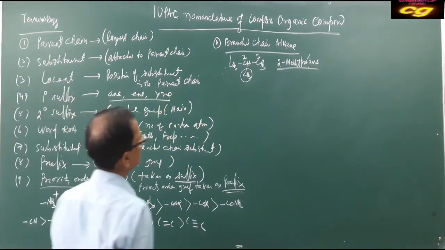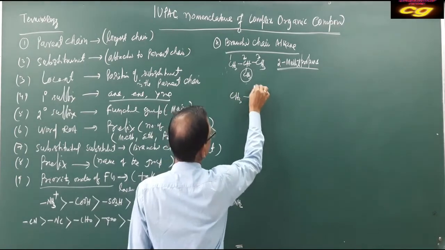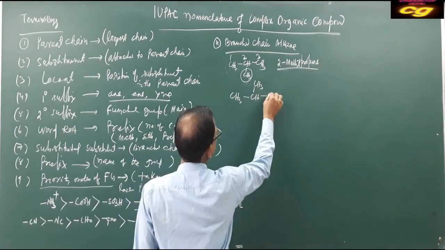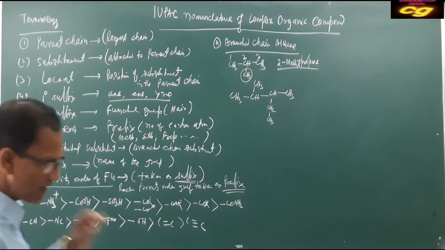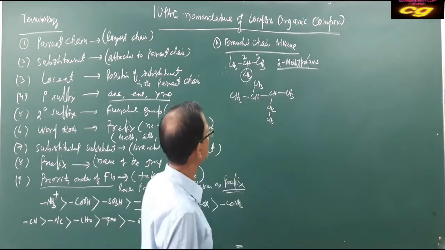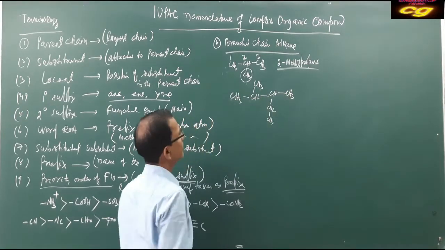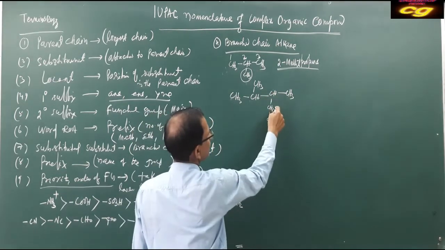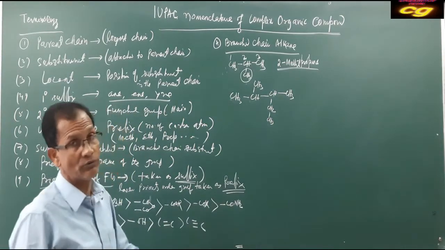Okay. If you take some more branches like this, CH3, CH, CH3, then how can you select? The first rule is to select the longest continuous chain. Here the longest chain you see is 1, 2, 3, 4, 5. So this is the longest chain. But which direction do you have to count?